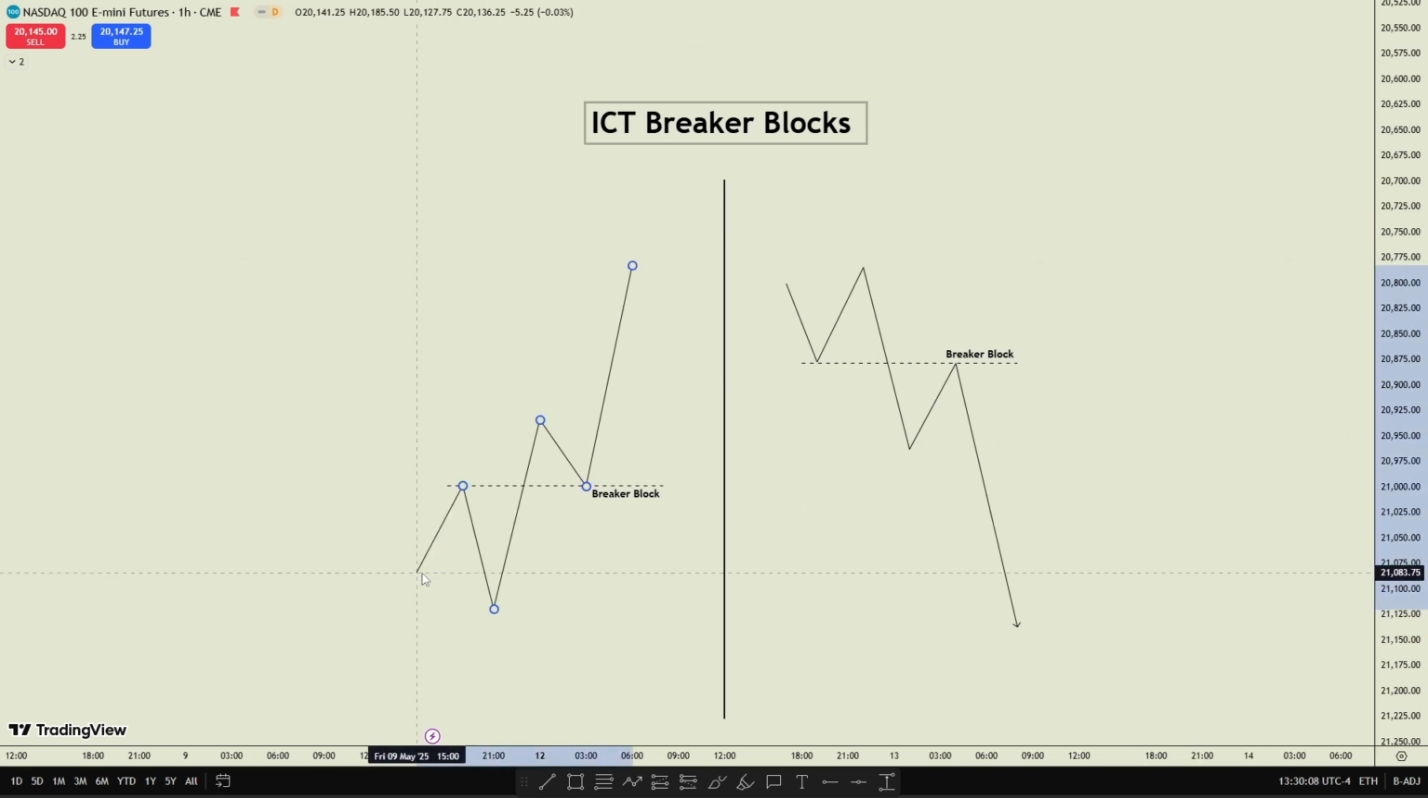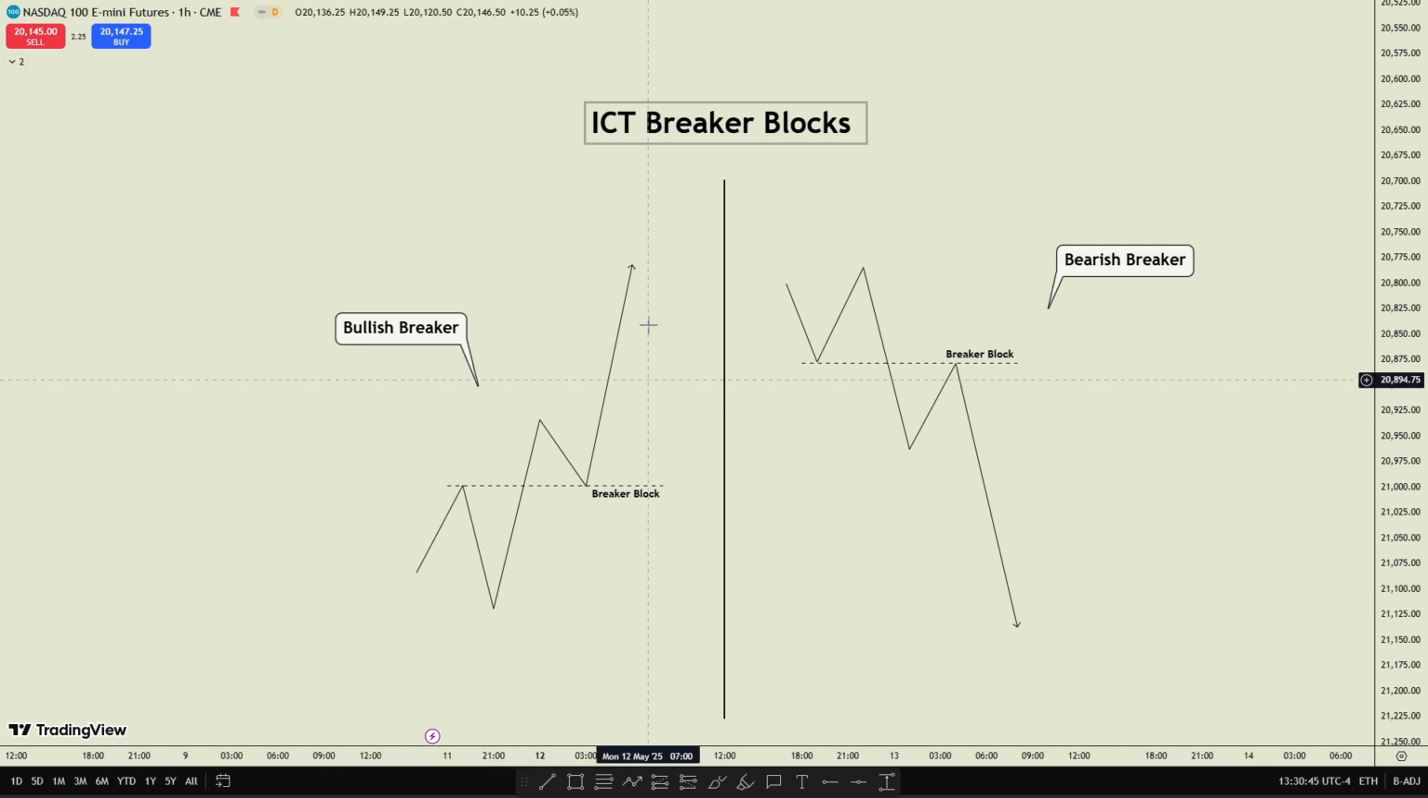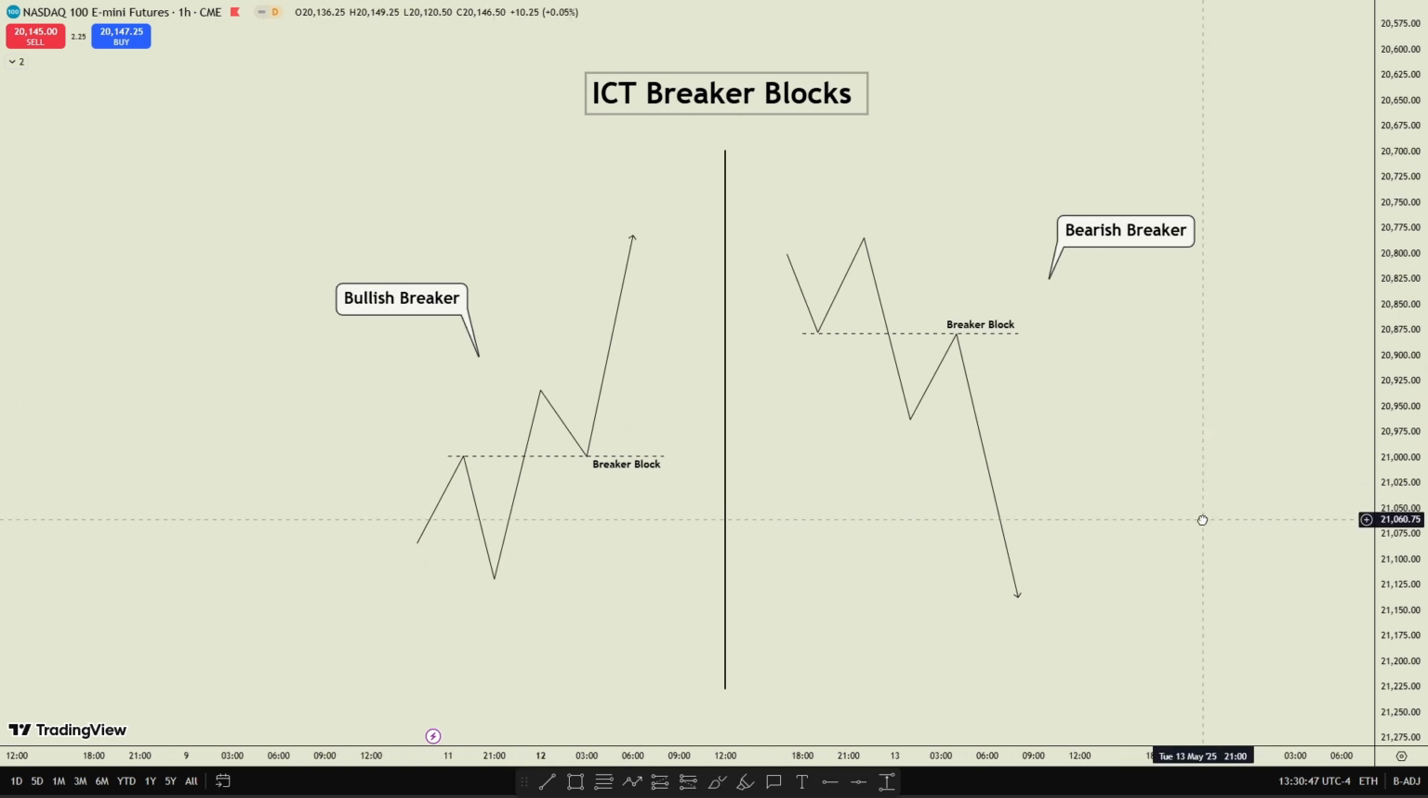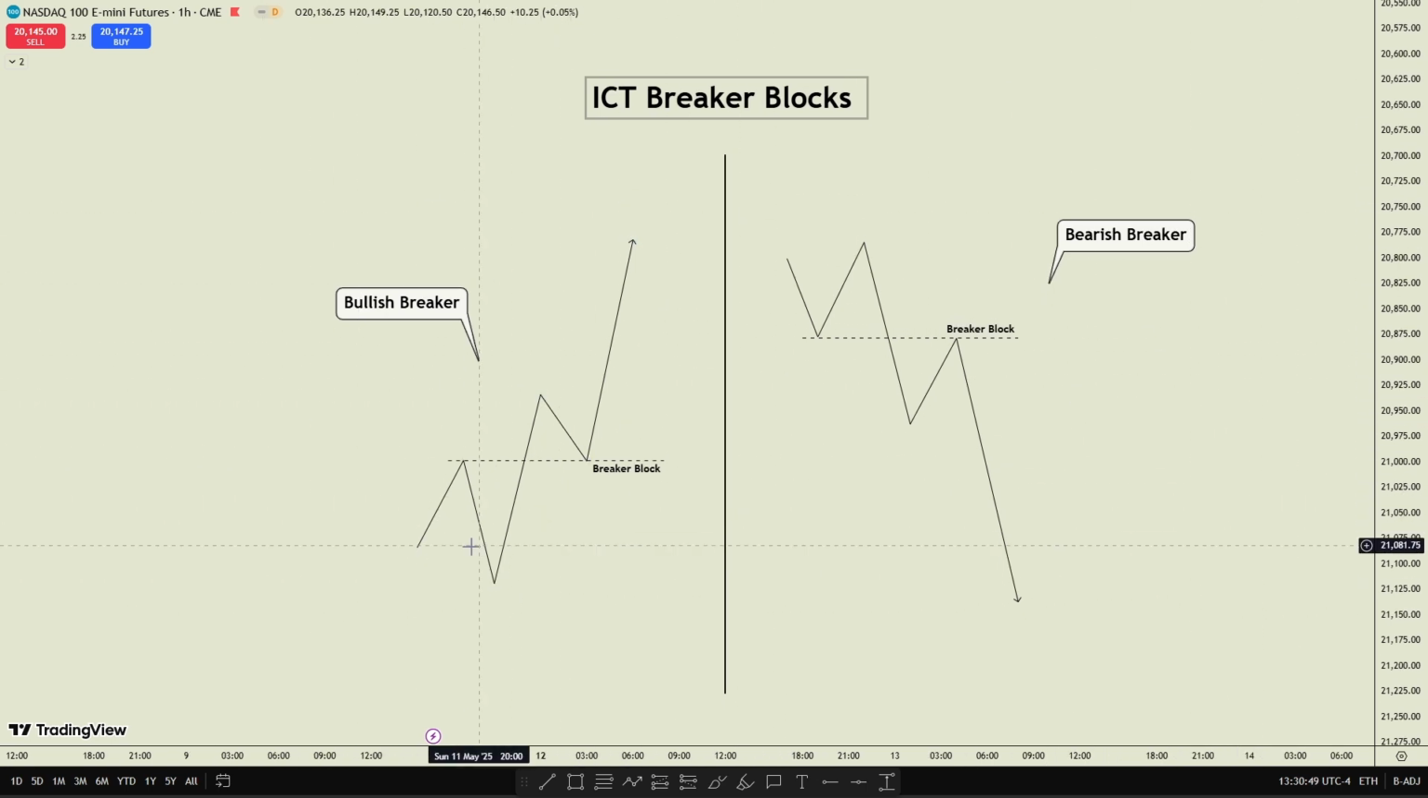So essentially what you're looking for with these breakers, I'm going to go over the bullish one. So let me just mark this up as the bullish so we don't get confused. Okay, so here's our bullish breaker, here's our bearish breaker. Now, the best way that I learned these, this is how I got taught them, was marking out the points A, B, C, and D.